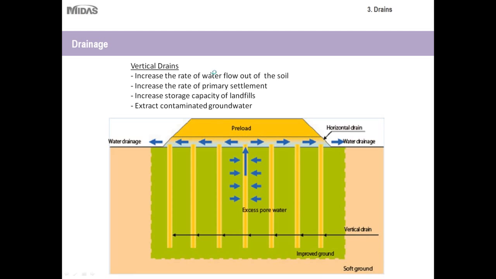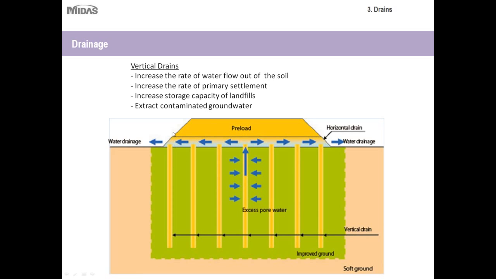Okay, so let's talk about vertical drains. As you can see, what vertical drains do is increase the rate of water flow out of the soil. They increase the rate of primary settlement, which is very key. They increase storage capacity of landfills, and they also extract contaminated groundwater. So the main benefits are obviously these two over here, and these are other benefits as well. But these are the two main ones that are of interest to engineers.